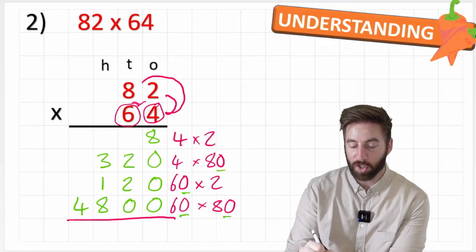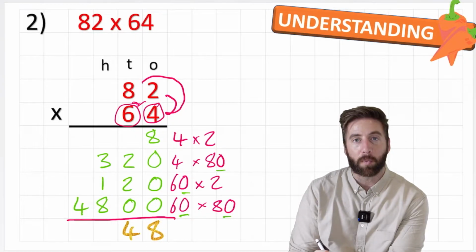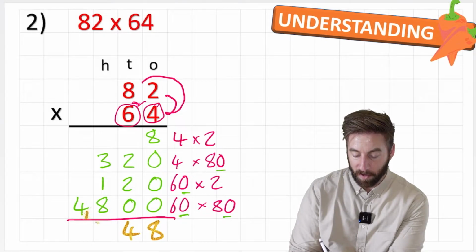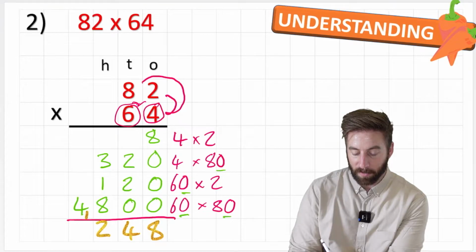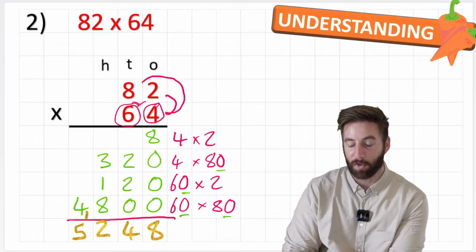Okay, and then we can just simply add those columns up. 8 plus 0, 0, 0 is 8. 2 add 2 is 4. 3 add 1 is 4. Add the 8 is 12. So carry a 1 over. 4 add the 1 is 5. So my answer to the red chili challenge is 5,248.